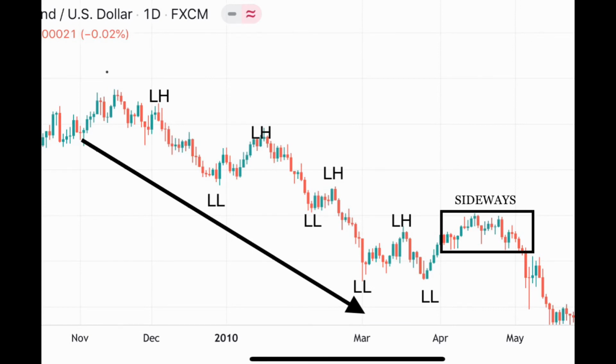My next slide will be the support and resistance levels, which is also a very important aspect of forex trading, or analyzing the charts, or technical analysis. So let's get into it.